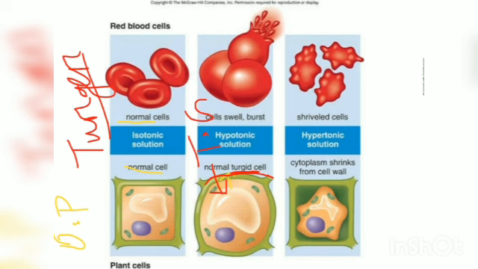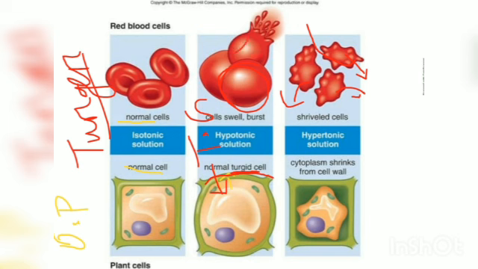Turgor pressure is created by the cell wall to maintain turgidity, so the normal plant cell becomes turgid. But in the case of an animal cell, it doesn't have any protective cover around it, that means no cell wall, so it will burst. In the case of hypertonic solution, what will happen? The cell will lose its water. That means there will be a net loss of water and the cell will shrink in size. That type of cell is called a shriveled cell.